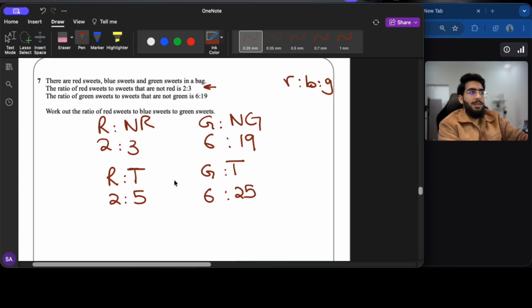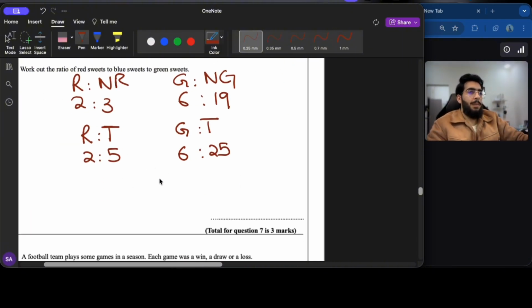Now if you see, this question has become very similar to what we were doing before. We have three variables and we have a relation between RT and GT. That means we can make the total variable the same number and we will get the relationship between red to total to green. Let's see. Since I need to make the total number the same, I can times this by 5.